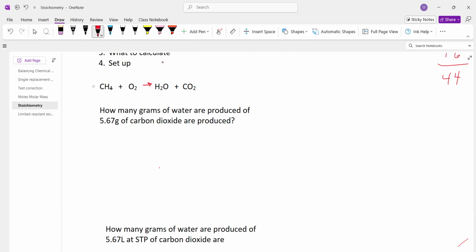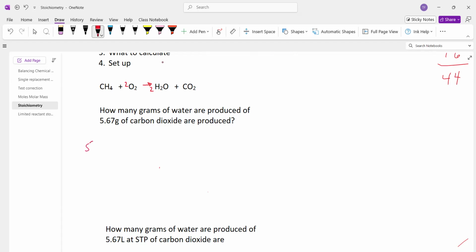Okay. All right. How are we doing in this problem? All right. What's given? Grams of carbon dioxide. Is the equation balanced? No, it's not. Now it is.